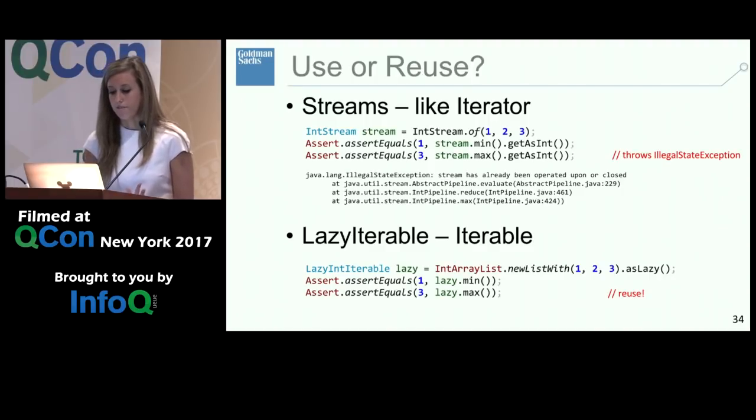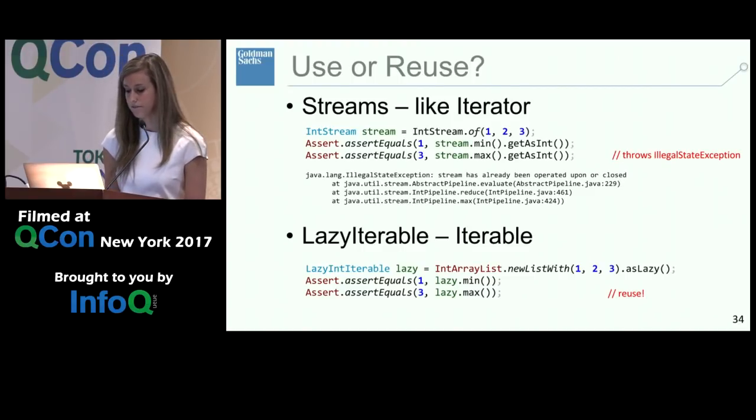Whereas if you have a LazyIterable, you can use it as many times as you want. In this case, we're creating a new IntArrayList of 1, 2, and 3. We're calling asLazy on it, which is essentially the same type of API. We're calling min, we get 1. We call max, we get 3. No problem, we're done. So again, an interesting thing to consider if you plan on reusing these types of things. If you want lazy evaluation, this is a great way to do it.